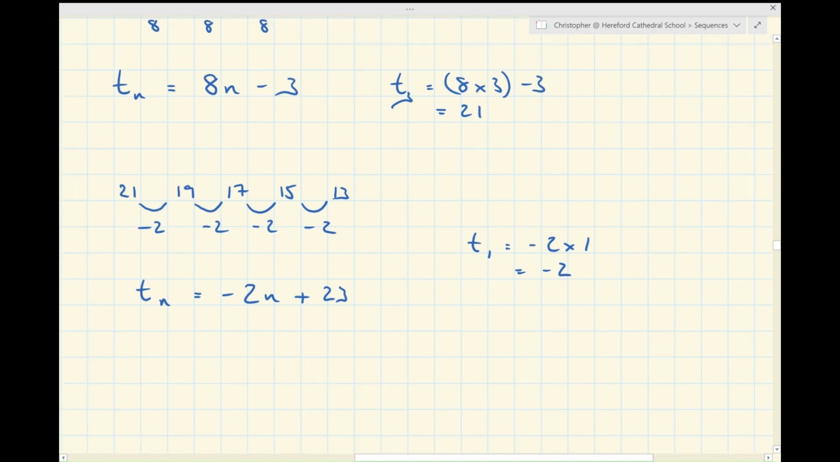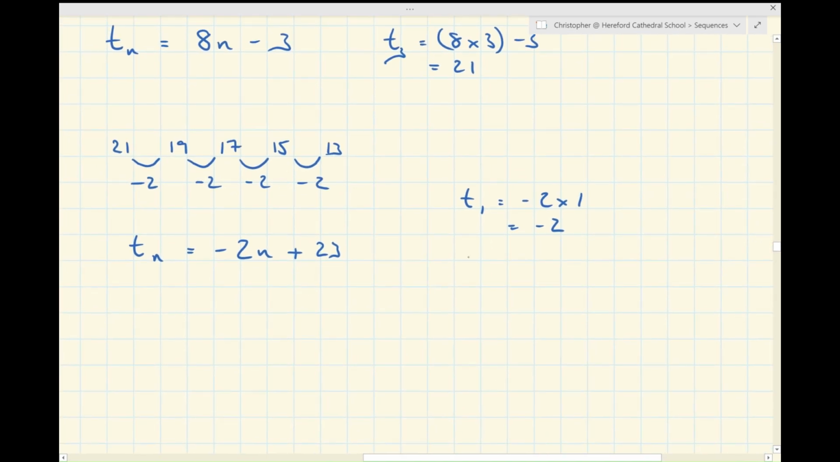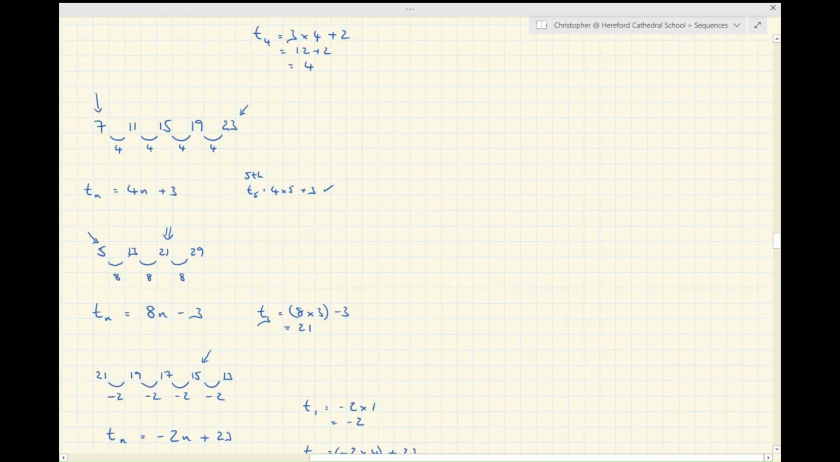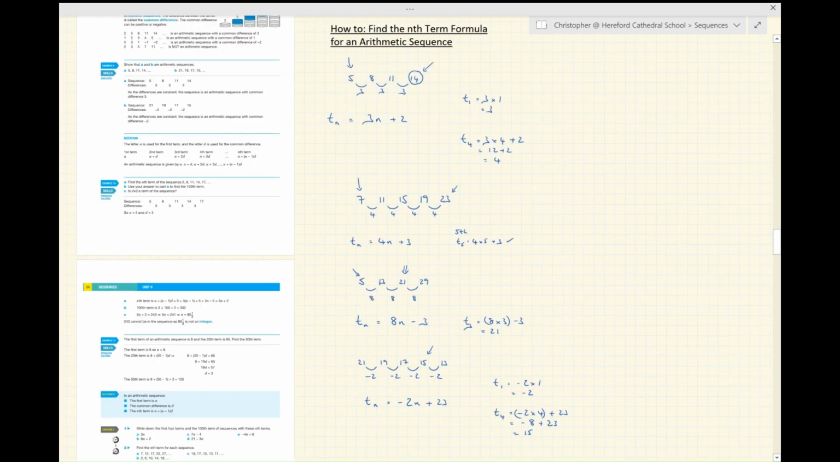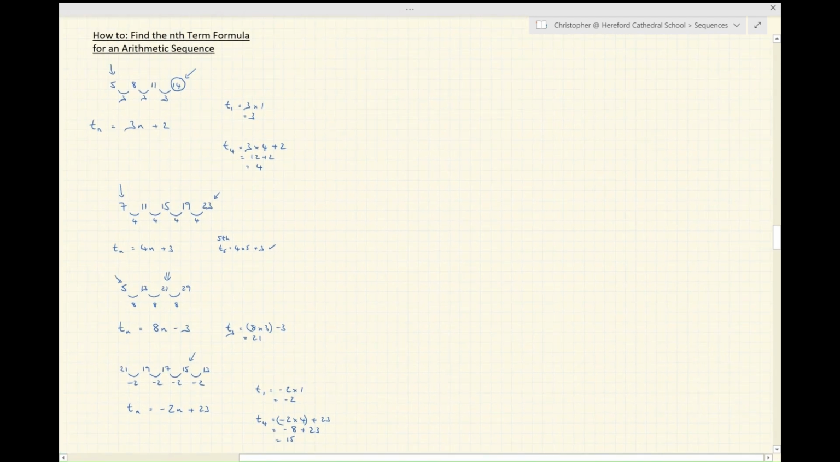And again, we could check that. Let's check it with the 4th term. According to my formula, the 4th term is -2 times 4 plus 23. Well, that is -8 plus 23, which is 15. And looking at the question here, my 4th term is indeed 15. So that is how to find the formula for the nth term for an arithmetic sequence.